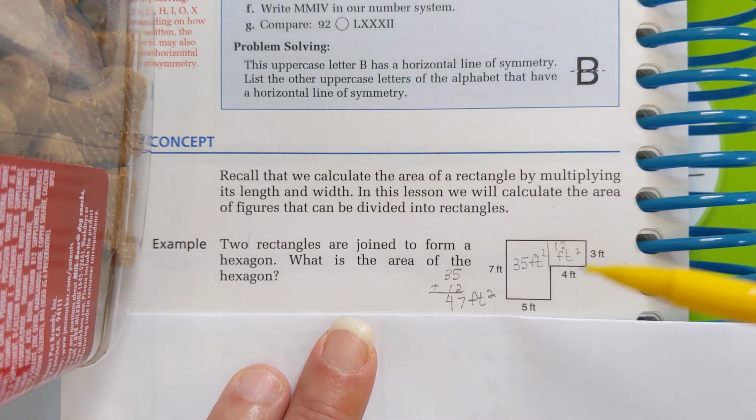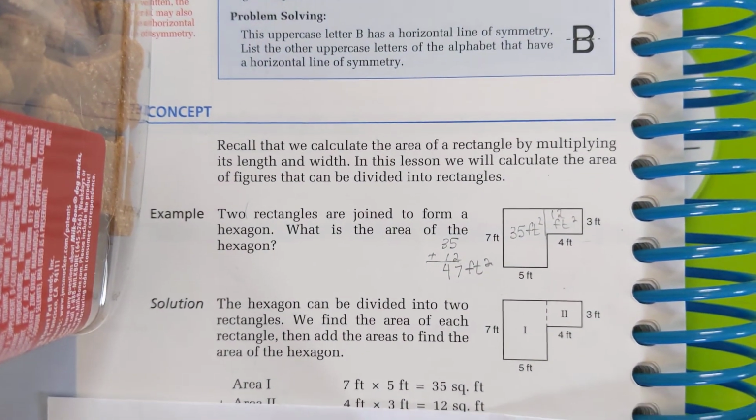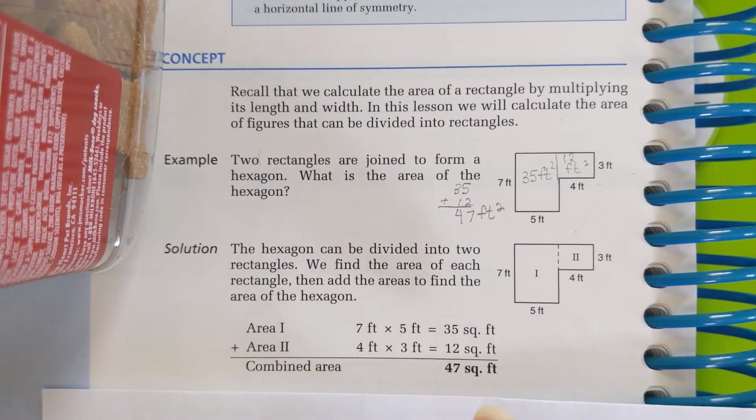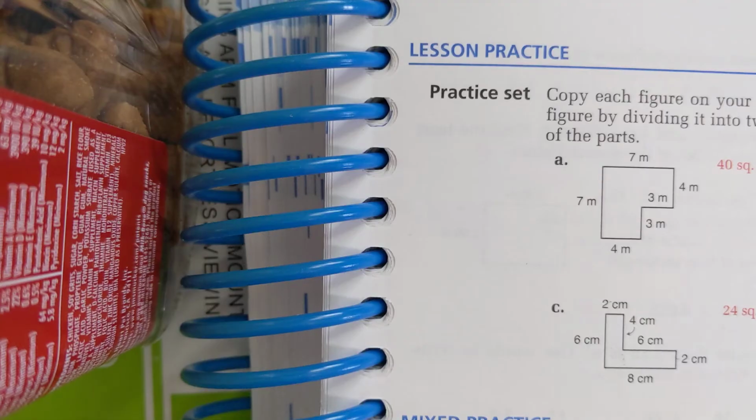So just divide it into rectangles, add the areas of those rectangles, and that will give you the area of the whole thing. And we can go down here and check our answer. There it is, 47 square feet. We'll do a couple more of these.